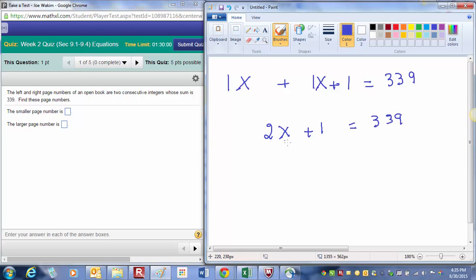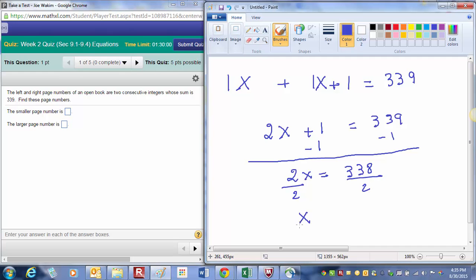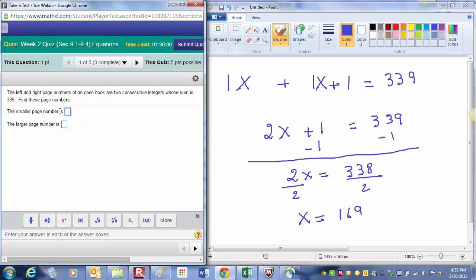But we want to solve for x now. We don't want 2x plus 1. Let's subtract 1 from both sides. This will bring 2x equal to 338. But then we want x, so let's divide both sides by 2. X would be 169. The smaller page is going to be x, which is 169, and the larger page would be 170.